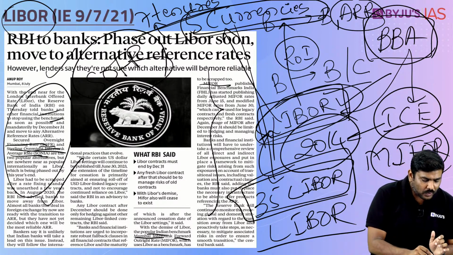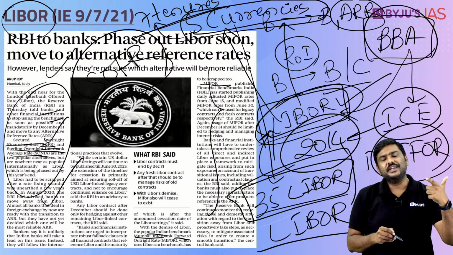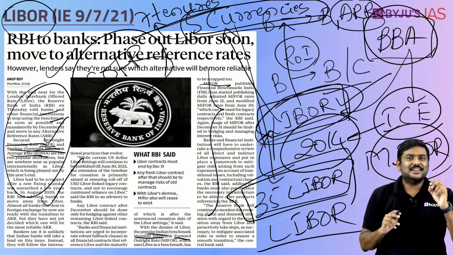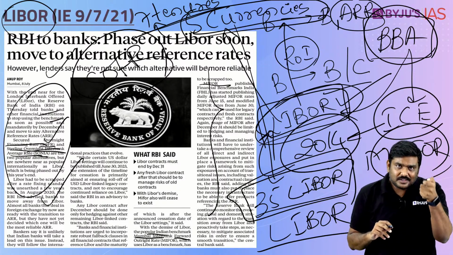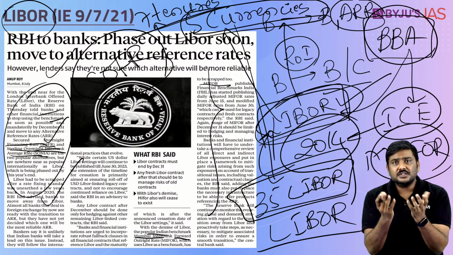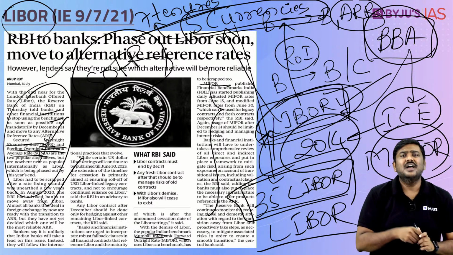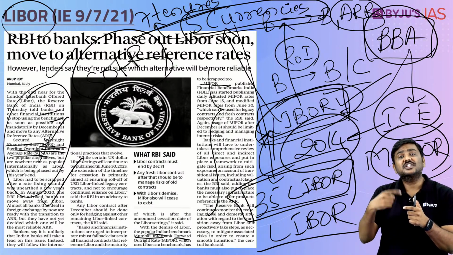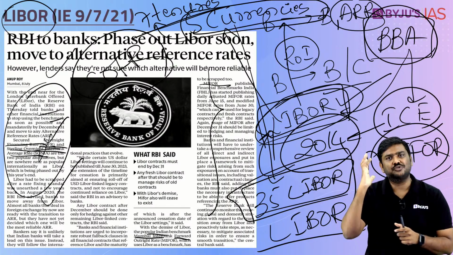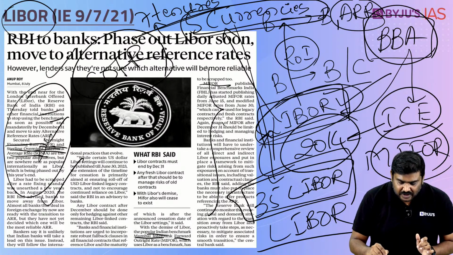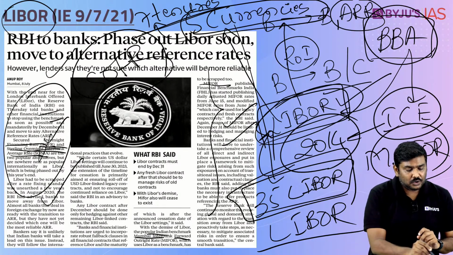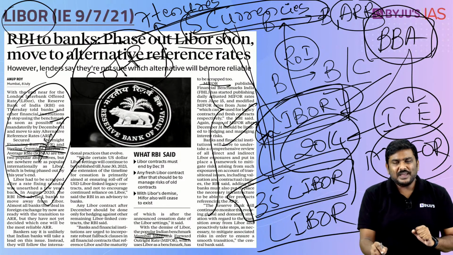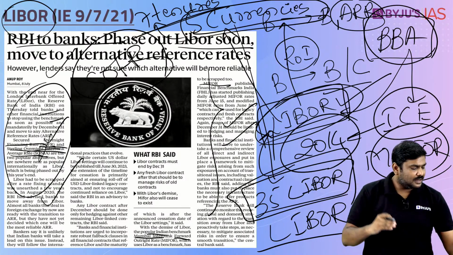Although I have mentioned SOFR as well as SONIA, please understand this, the volume of transactions which are done involving both of them is very less. So that becomes very difficult with respect to utilizing these as benchmarks. So these are some of the very important points related to RBI asking banks to phase out utilizing LIBOR.